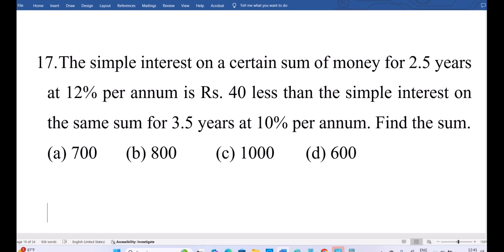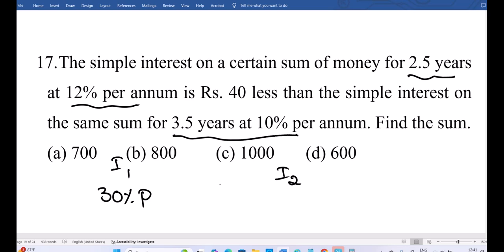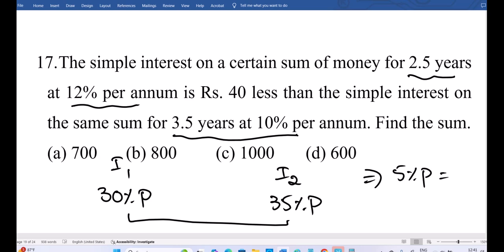See, first one, how much percentage per annum? Simple interest is like addition and subtraction only. 12% per annum for 2.5 years: 1 year 12%, 2 years 24, half means 6, so 30% on principal. Second one, 3.5 years at 10% per annum is 35%. What's the difference between these two? That is given as 40 rupees. So 1% is 8, and the principal will be 800. Option B, we can attack directly.